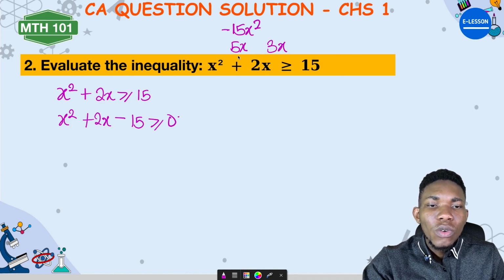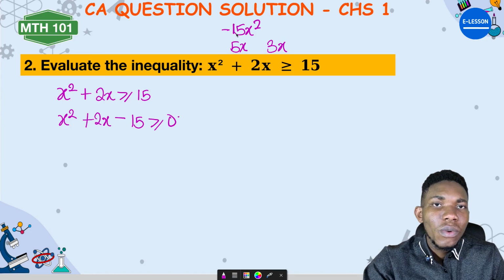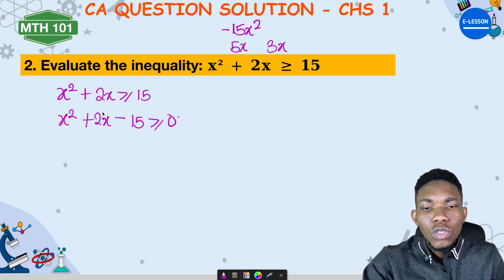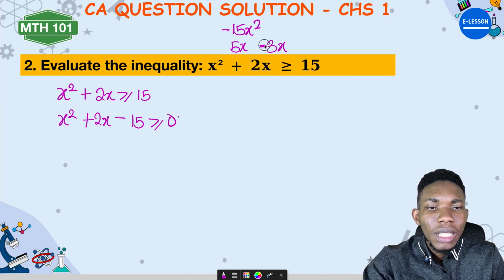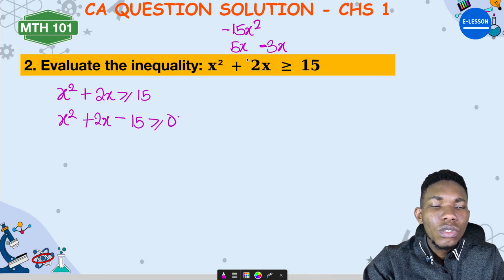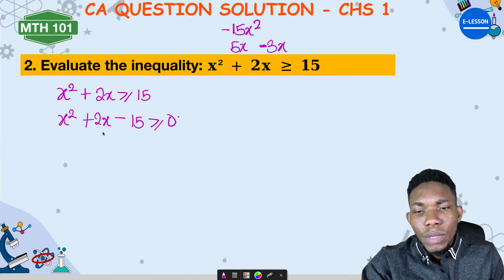Now, in what way are you going to multiply 5x and 3x that it will give us minus 15? Either the negative sign is on 5x or the negative sign is on 3x. Because if a negative sign is in one of them, when you multiply them, it will give us minus 15x squared. But we still ought to put the 2x into consideration in such a way that when we add both of them, it will give us positive 2x. So in that way, the 3 is the one that will carry the negative sign. So 5x times minus 3x will give us minus 15x squared, and 5x minus 3x will give us 2x. Is that okay?